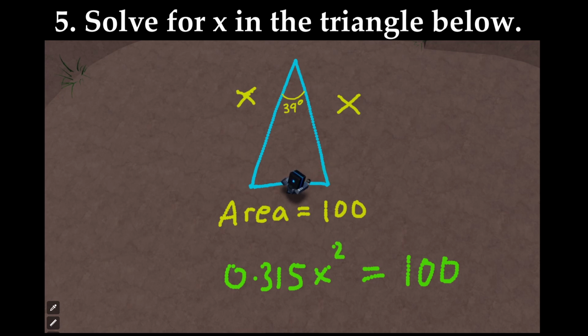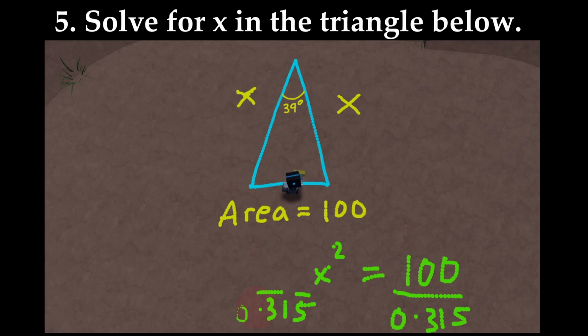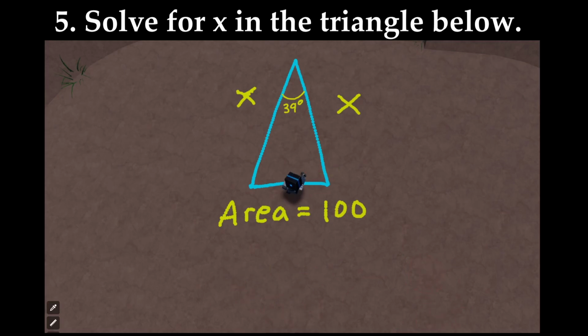From here, all you need to do is just divide by 0.315 to eliminate that coefficient and isolate x squared so you can solve for it. So now, if you do 100 divided by 0.315, you should get that x squared is equal to 317.5. And then now, to solve for x, just take a square root.